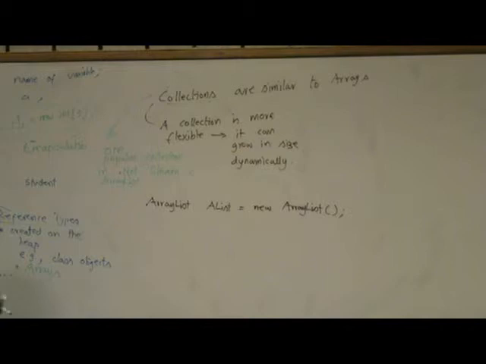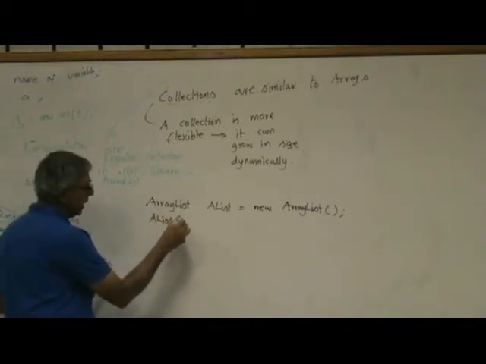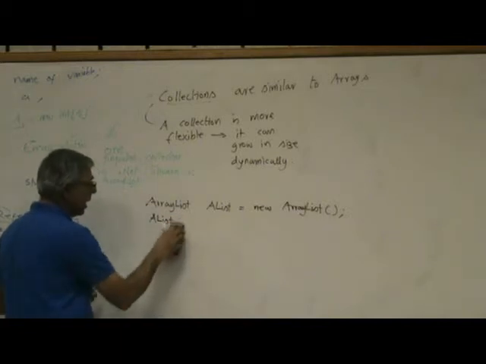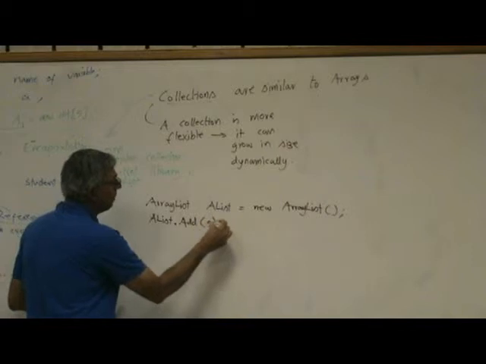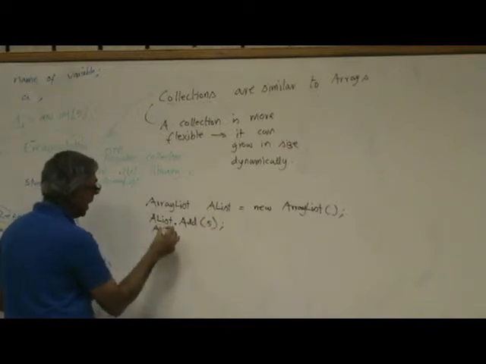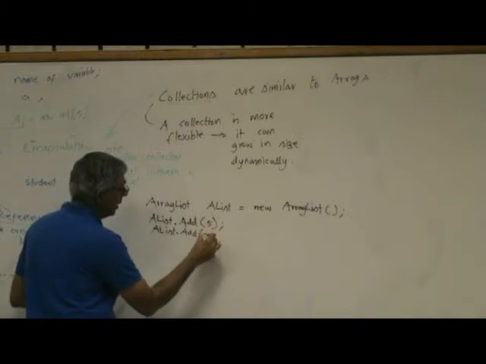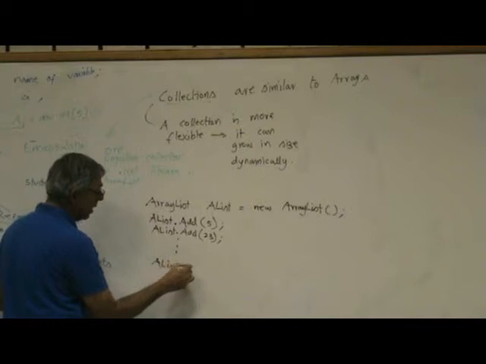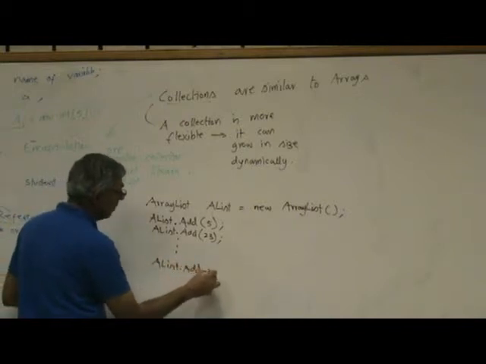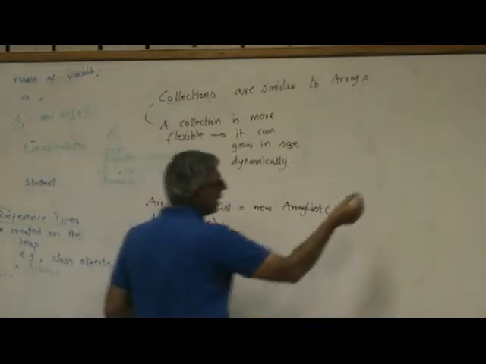So once we have created the ArrayList, then it's very easy. All you have to do is keep adding. alist.add, so it has an add method, 5. alist.add, for example, 23, and so on. alist.add, whatever, 45. Okay, so how does a list look like?